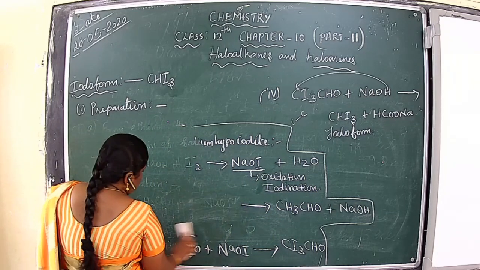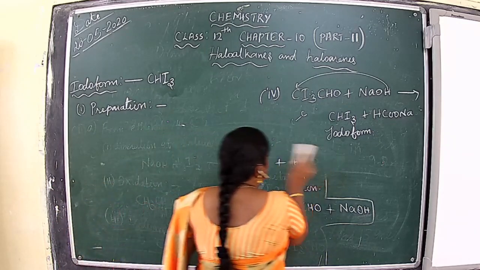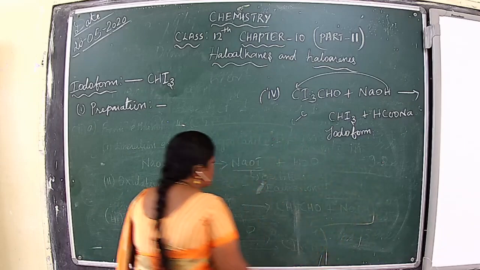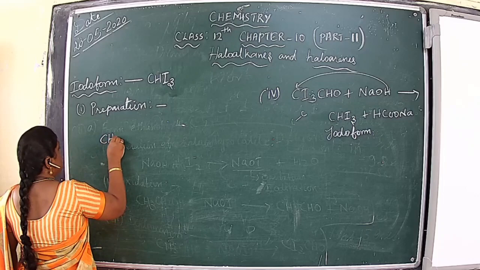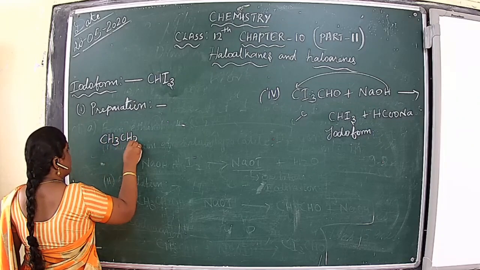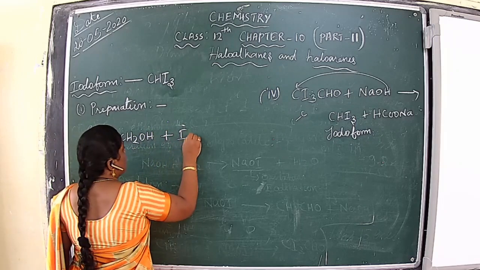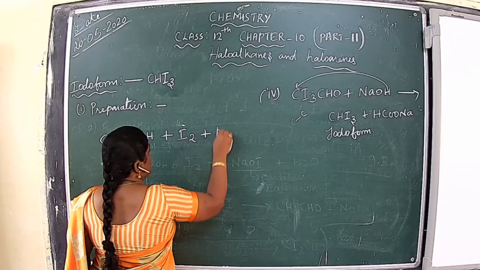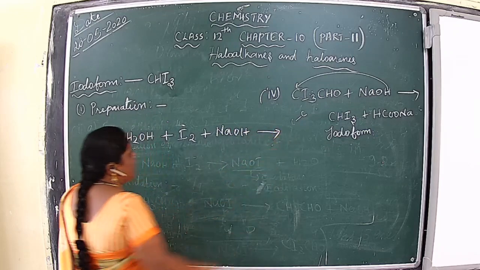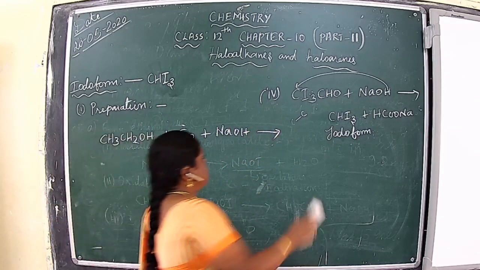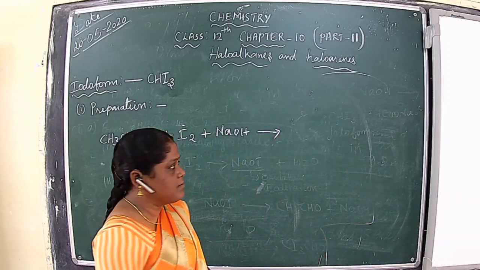This is the step by step way we can prepare iodoform. So the overall reaction also we can write. CH3CH2OH, ethyl alcohol or ethanol, reacts with iodine and sodium hydroxide. It gives, now see step by step what is liberated.